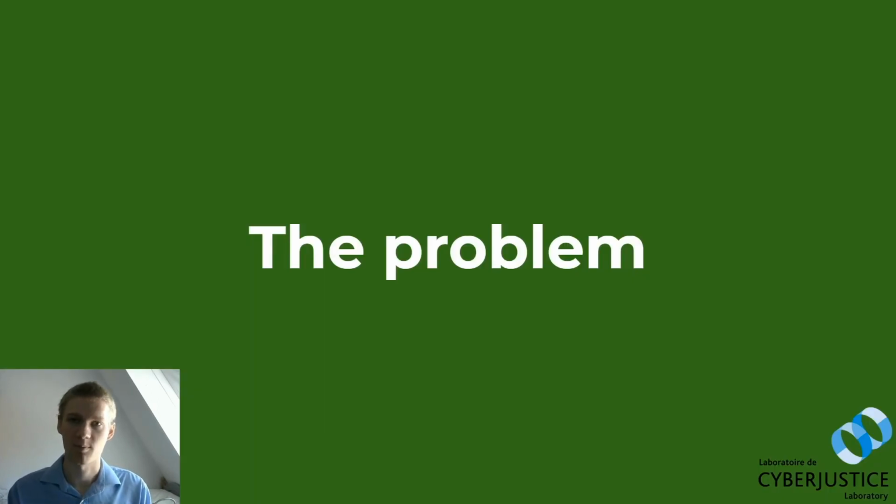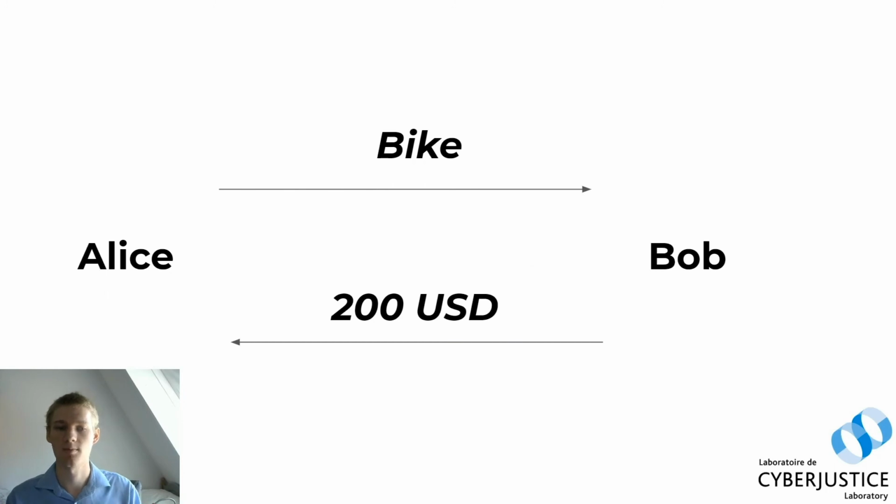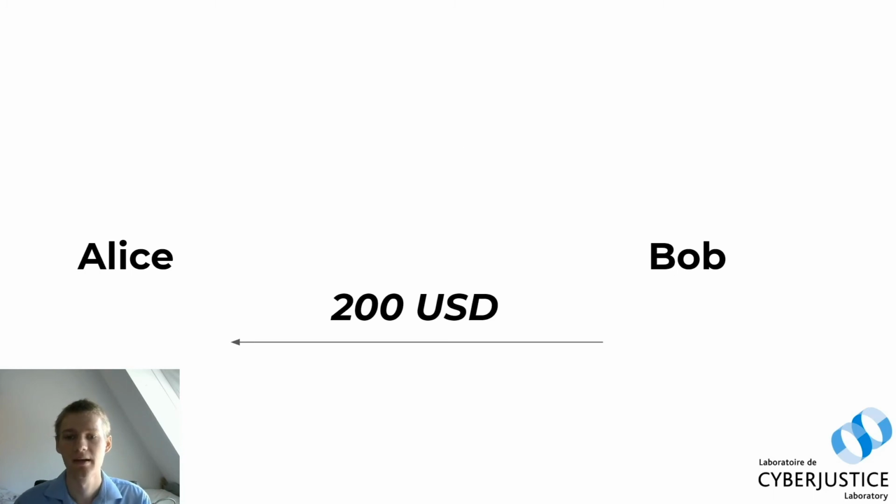Let's take a real simple problem that I think many people have faced and see how we can remedy this with smart contracts. The problem is a very simple transaction, such as selling your bike online. Alice wants to sell her bike, and Bob wants to buy the bike and pay Alice $200. Now Bob faces some risk here. What if he sends the $200 but never gets the bike?